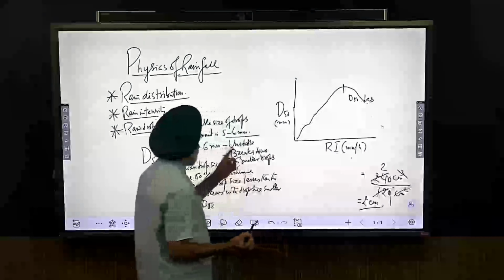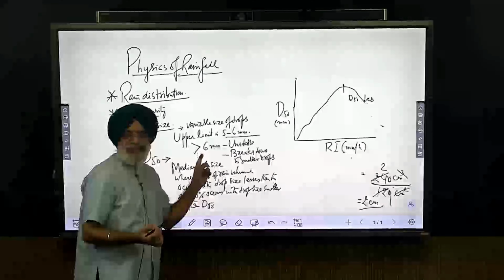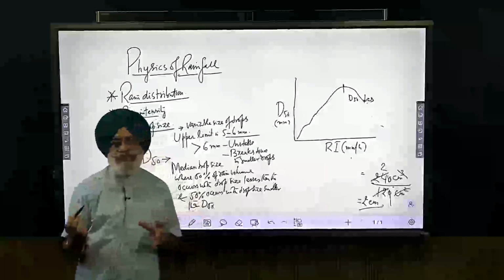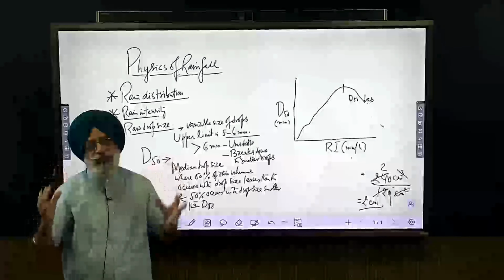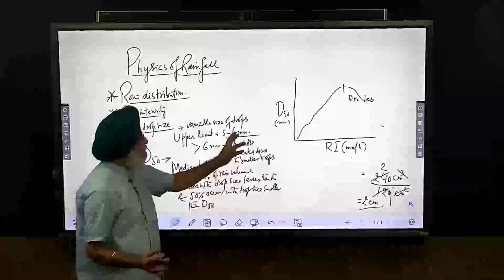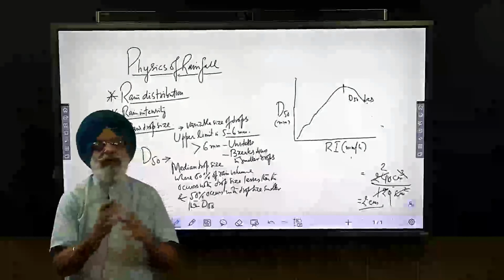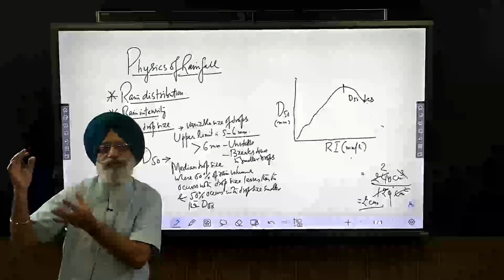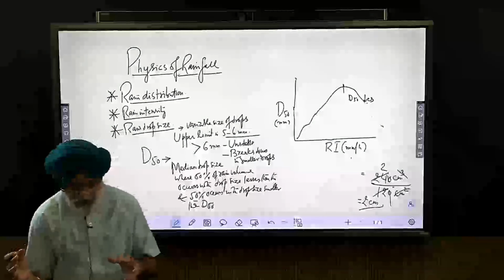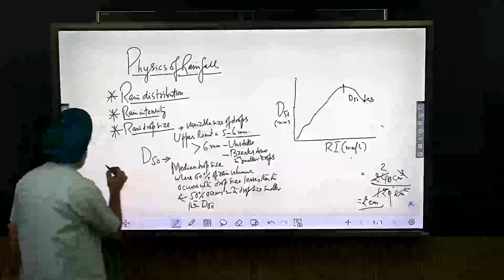Why? As I said, when the drop size exceeds 6 millimeter, it cannot resist the frictional forces of the atmosphere and it breaks down into smaller drops, and smaller drops ultimately come to the ground. So this is the relation between D50 and rain intensity. Of course, a direct relation up to 5 or 6 millimeter. After that, it does not have any relation with that.